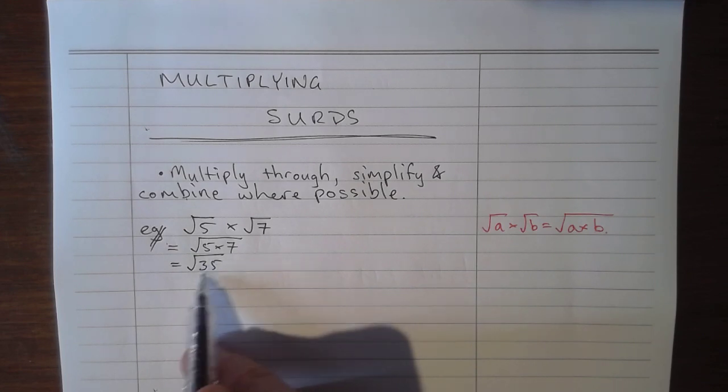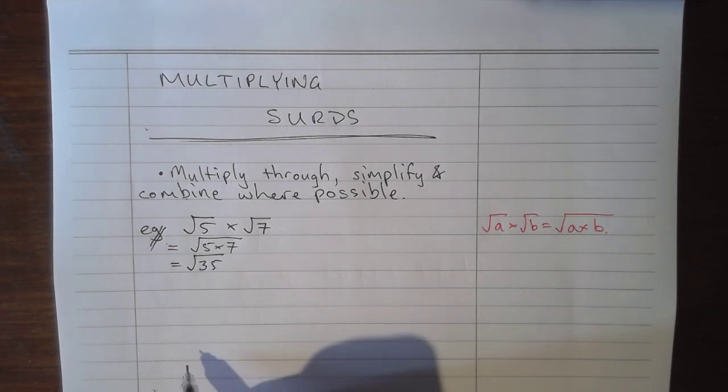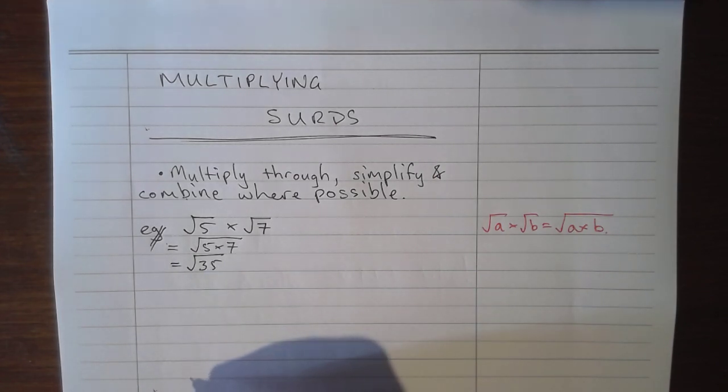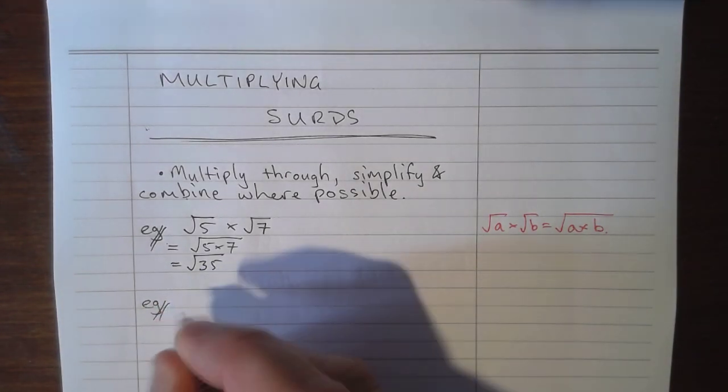Now, this particular surd here is in simplest form. There are no perfect square factors inside of there. If there were, you'd need to extract them out to write the surd in its simplest form. Let's have a look at another one.